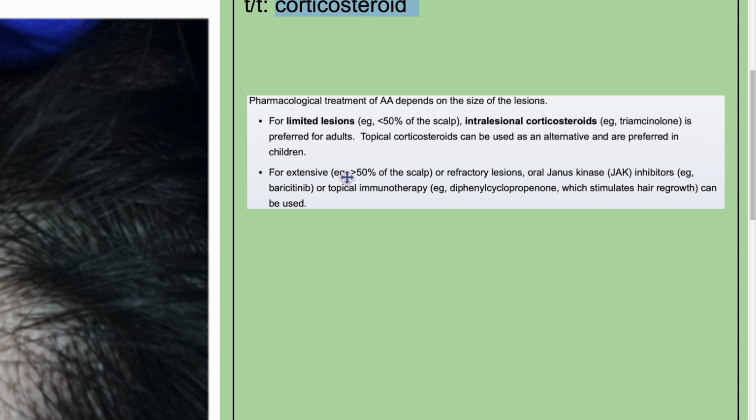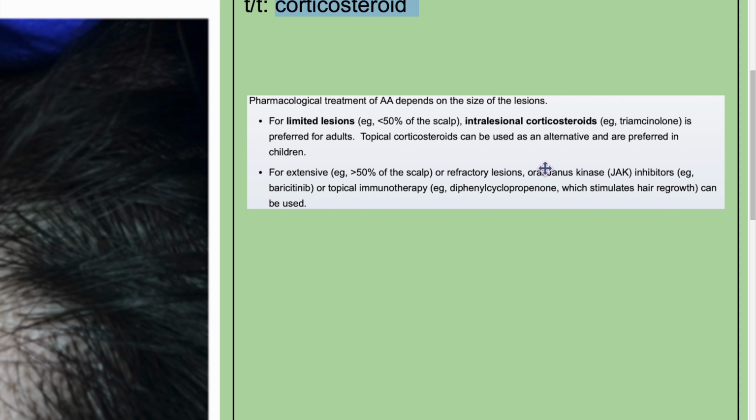For extensive lesions, for example, more than 50% of the scalp, or refractory lesions, an oral JAK inhibitor, for example, baricitinib, or topical immunotherapy, for example, diphencyprone, which stimulates hair growth, can be used.